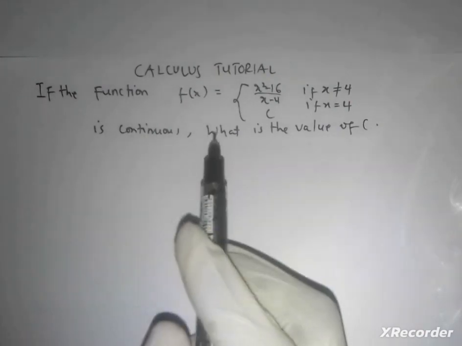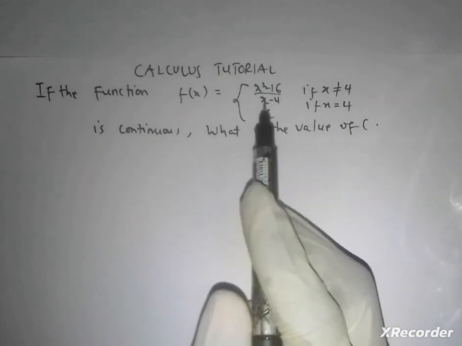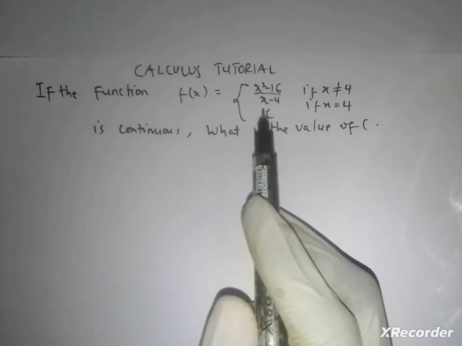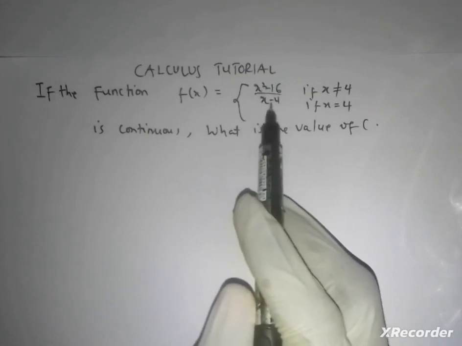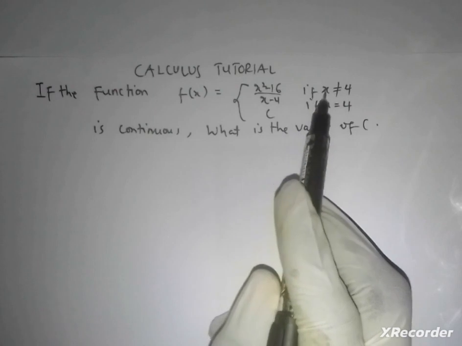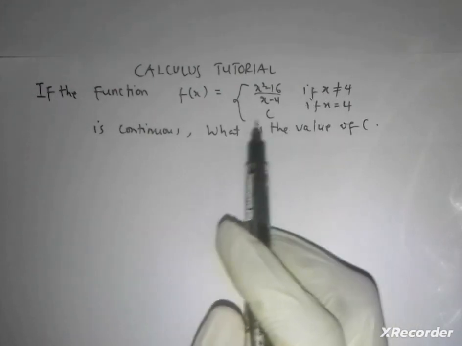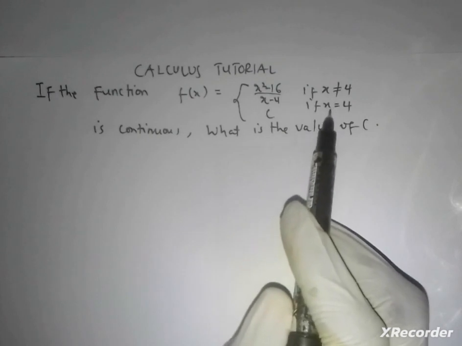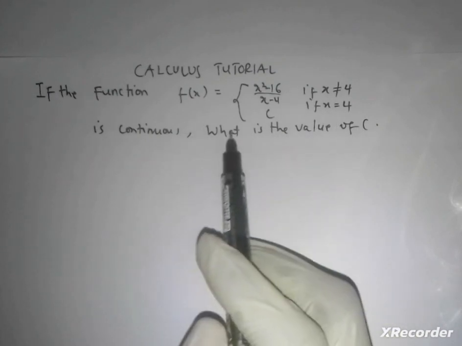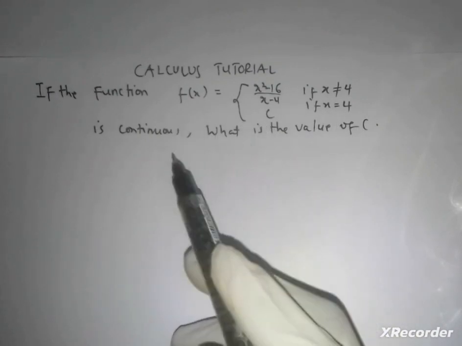So if the function f of x is equal to, this is a piecewise function, x squared minus 16 all over x minus 4, if x is not equal to 4, and another part of the function is c, if x is equal to 4, is continuous. What is the value of c?